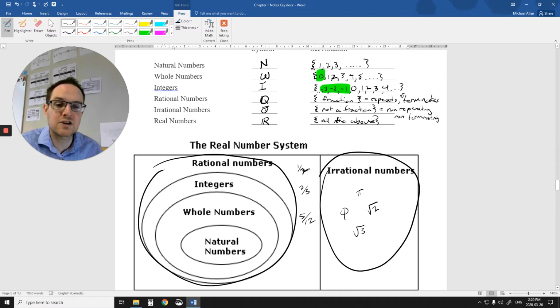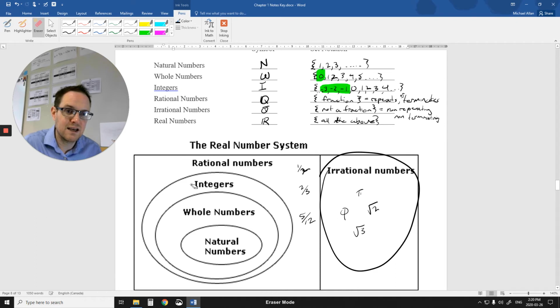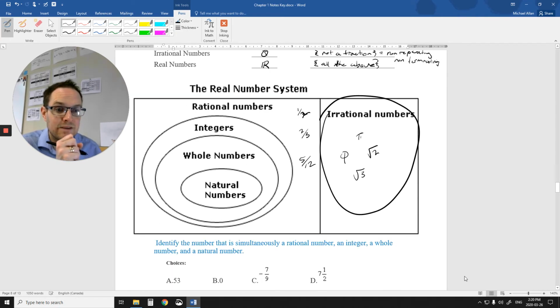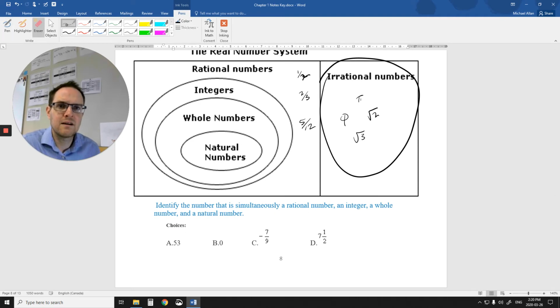They're nested within each other. You can say integers are a subset of rational numbers. Whole numbers are a subset of integers. Naturals are a subset of whole numbers, integers, and rationals. So if I put a number in here, like the number 1, that's a natural number. It's a whole number. It's an integer. It's a rational number. And it's a real number all at the same time because they're all nested in there.